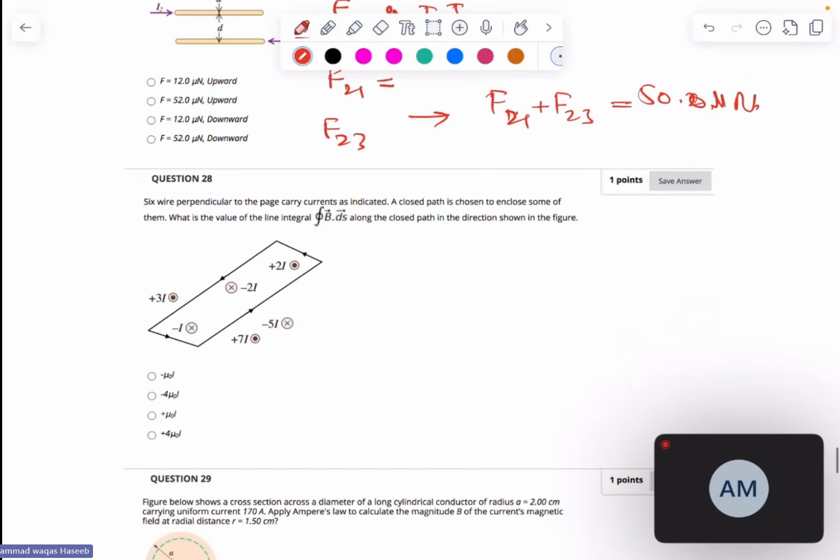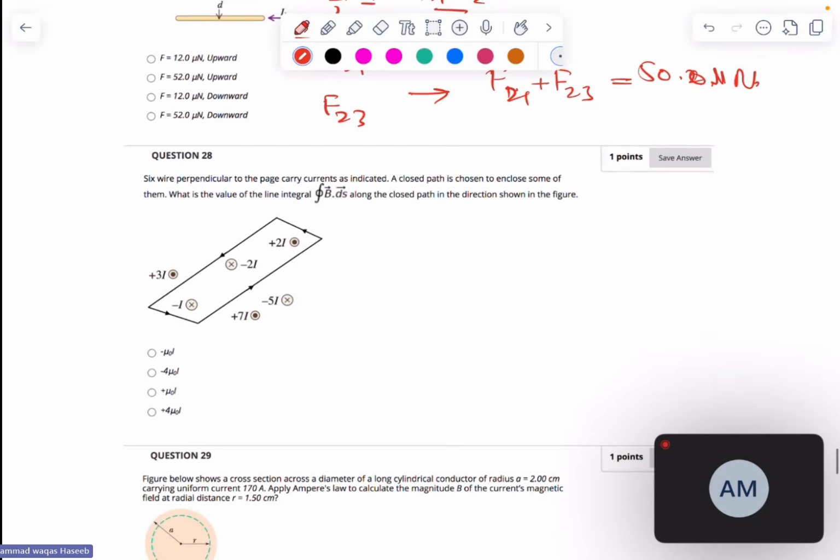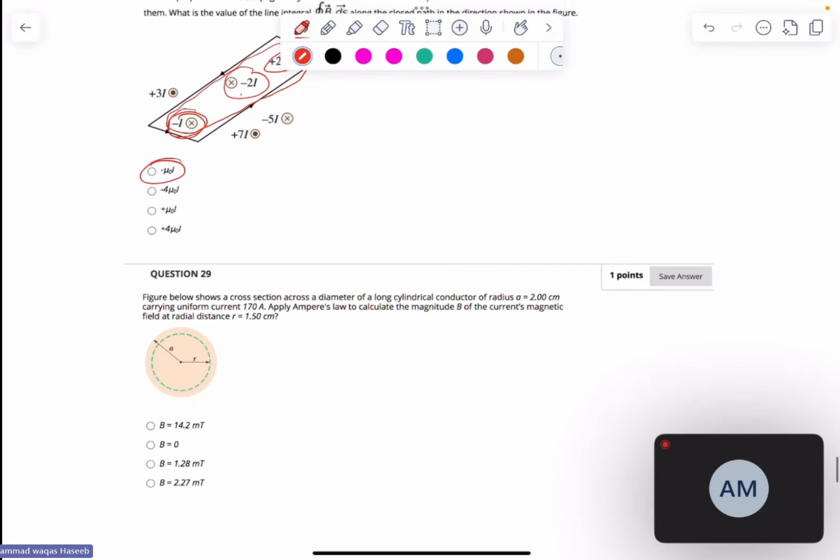Next is a question which is also just a concept question. By applying Ampere's law, the closed loop integral of B dot ds is mu naught I enclosed. If you see this, the I enclosed, this and this are opposite, so you are left with this current. So this is the answer.